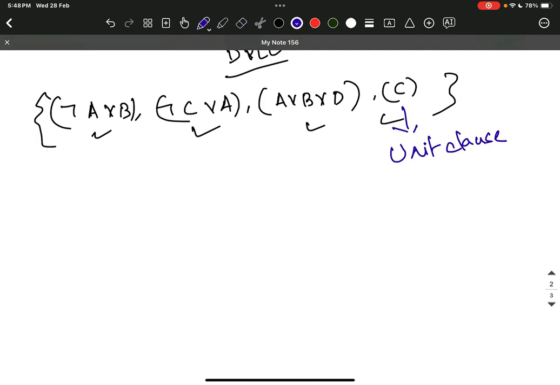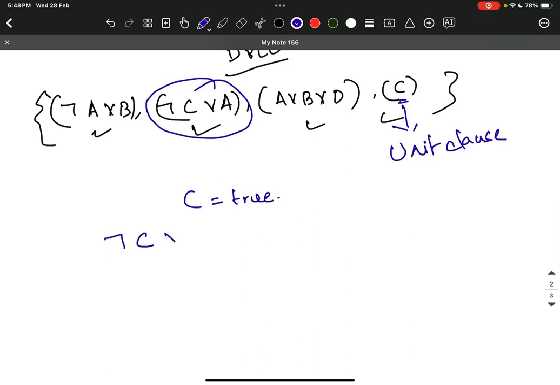So C is there. Is there any relation with C? Let's see, C is involved in which clause? It is involved in this clause. So we consider C equal to true. Simple. Now one clause is not C or A. Why am I taking this clause? Because C is involved over here. When C is true, not C is false. So what comes out is A, and we consider that A is true.